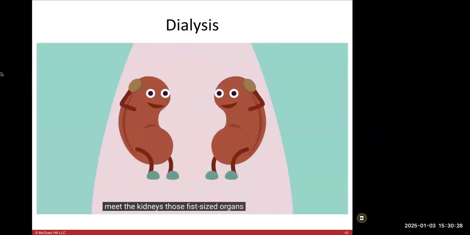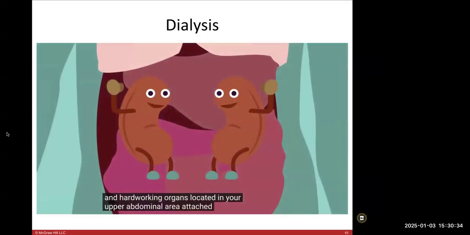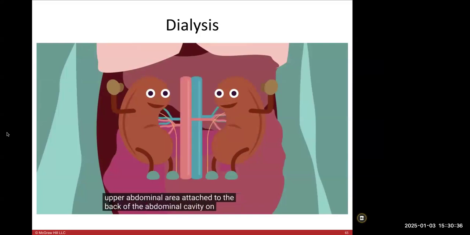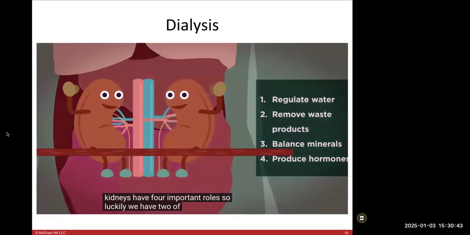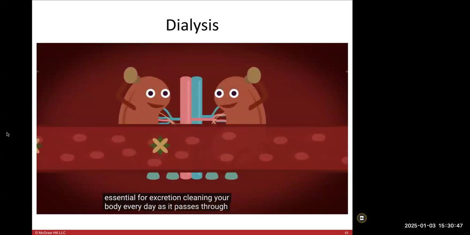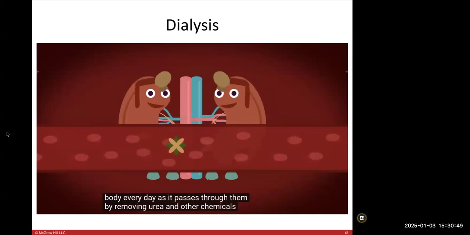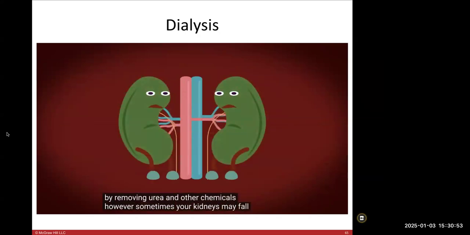Kidneys, those fist-sized organs that are shaped like beans. They are kind and hard-working organs located in your upper abdominal area, attached to the back of the abdominal cavity on either side of your vertebral column. Your kidneys have 4 important roles, so luckily we have 2 of them. They are essential for excretion, cleaning your body every day as it passes through them by removing urea and other chemicals. However, sometimes your kidneys may fall sick.